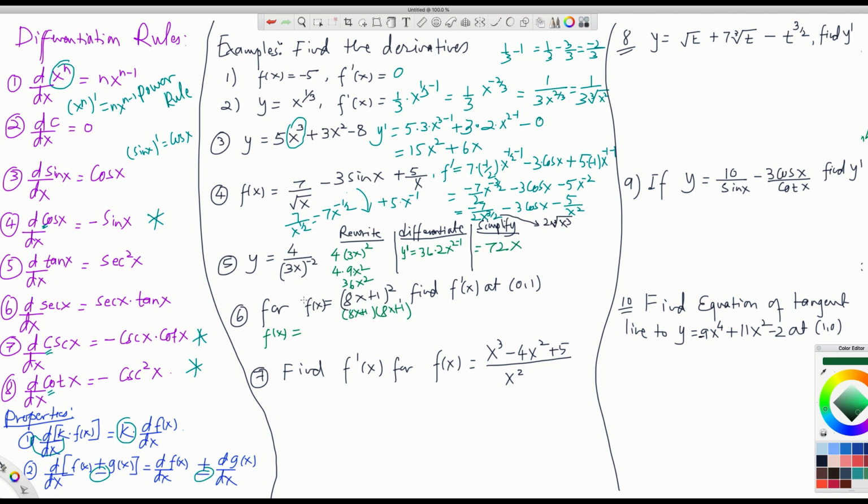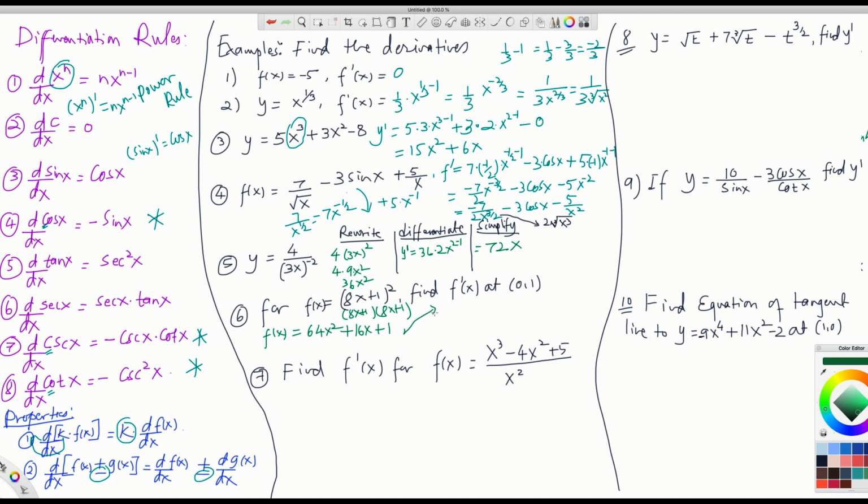So that will become 8x times 8x is 64x squared, plus 8x times 1 is 8x, plus 1 times 8x is 8x also. So 8x plus 8x will be 16x, plus 1 times 1 is 1. This is f of x. Now I want to find out f prime of x.